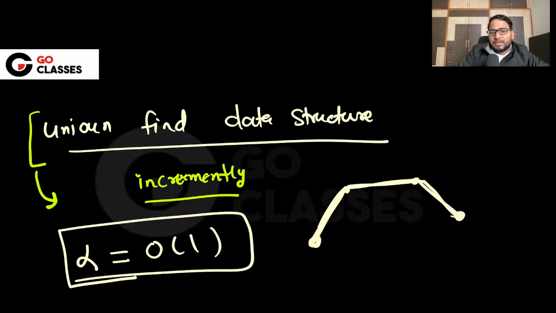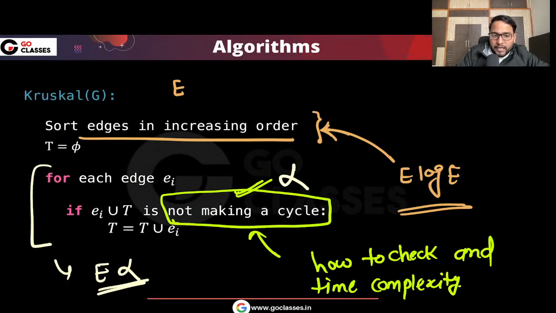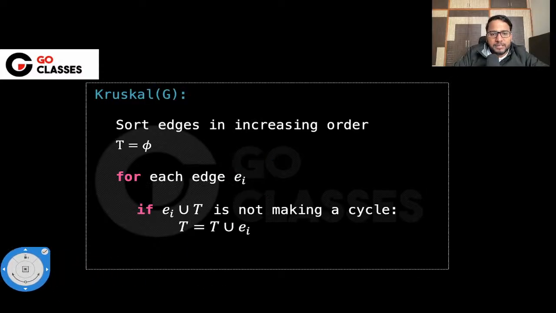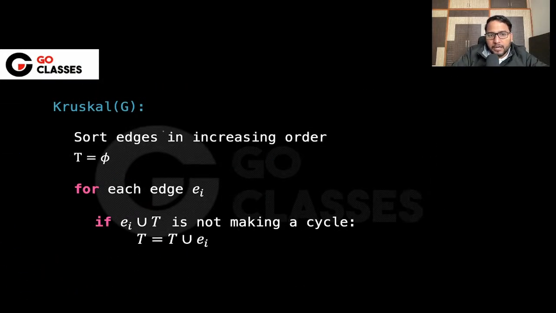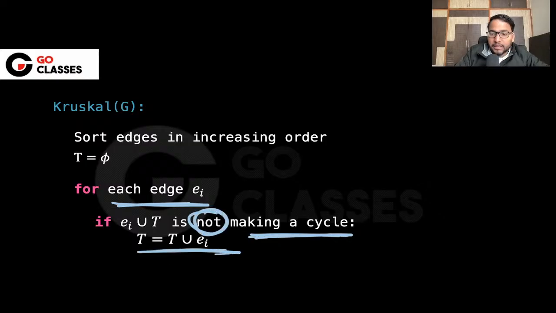Let's not go into the detail of union find data structure, but what I'm trying to say here is that Kruskal's time complexity will be very less now. Why? See, what does Kruskal do? Let's try to understand that. You will sort all the edges, and then you will pick each edge. You will keep on checking if it is not making a cycle. If it is not making a cycle, you will include it, isn't it?